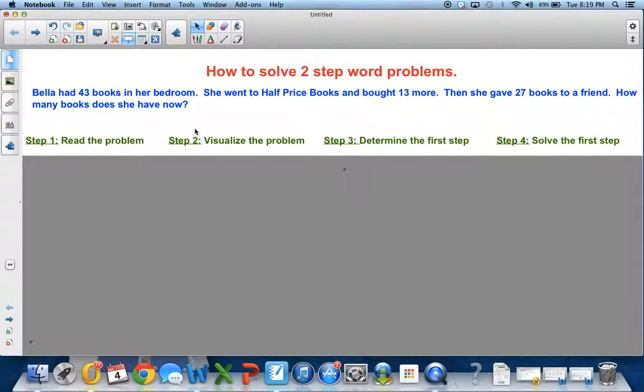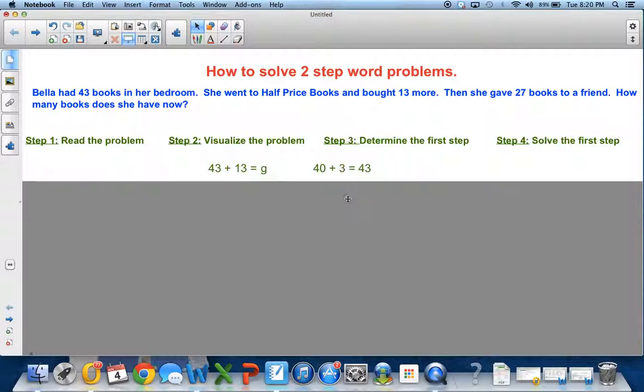Well, that means we need to go back to the beginning of the problem. Bella had 43 books in her bedroom. She went to half-price books and bought 13 more. Before I move on, she bought 13 more. So that means she now has more books. So we need to solve the first step, which is step number 4. Which means I see 43 books and she got 13 more. So that means we're going to do addition.